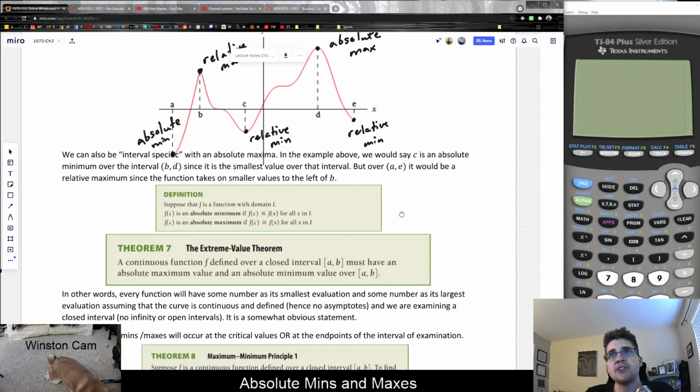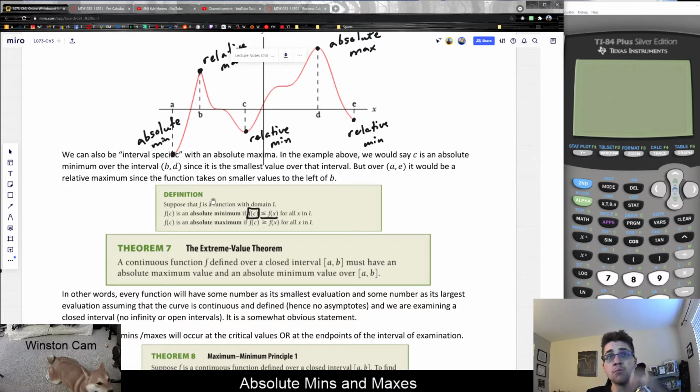Let's go ahead and look at the definition. It says, suppose that f is a function with domain I. f of c is an absolute minimum if f of c is less than or equal to f of x for all x in I. All that's saying is that at the evaluation point, f of c is always smaller than every value of f of x on the interval. So looking at f of a in this case, f of a is an absolute min because it's less than literally every other value. Let's just say that's -5 or something. It's never going to go below that. So it would satisfy the definition of the absolute minimum.